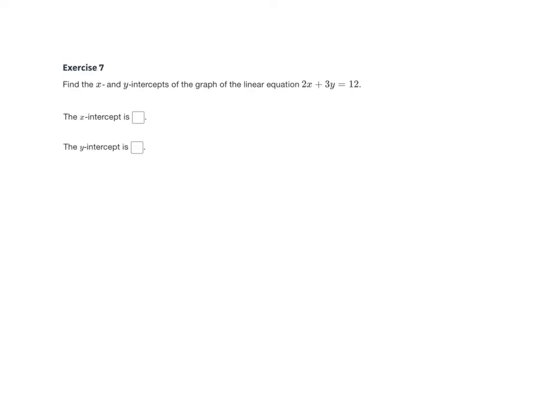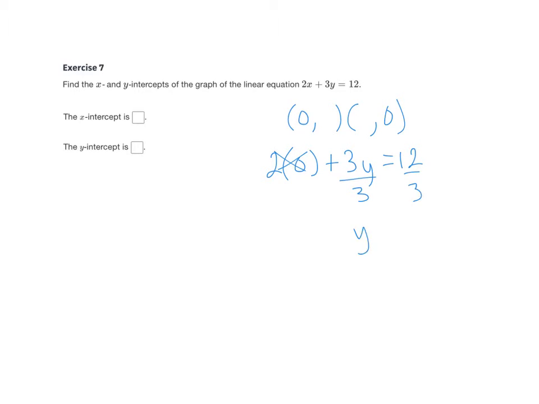Exercise 7, find the x and y intercepts of the graph. So you can go 0, comma, blank, blank, comma, 0. And you're going to make your x 0. So that would be 2 times 0 plus 3y equals 12. 2 times 0 is 0. 3 times something is 12. You divide both sides by 3. You get y equals 4.